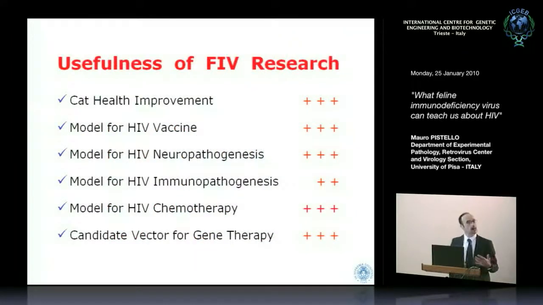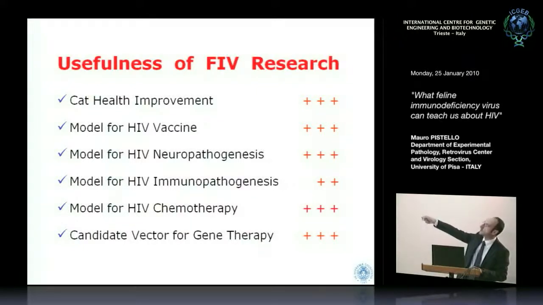So why is working with the FIV useful? Well, first of all, because any result that you observe is also good for cat health improvement. We have a vaccine for the FIV, which is not marketed in Europe for several reasons that I want to show you, but this vaccine is not effective. So if you are able to produce something that is good for the HIV, it is also good for the cats. It's a very good model for the HIV vaccine.